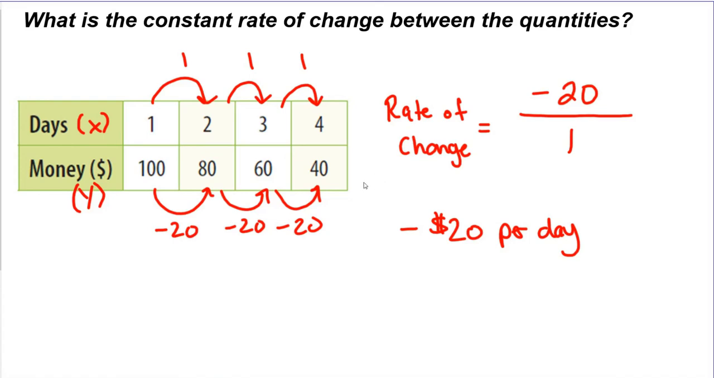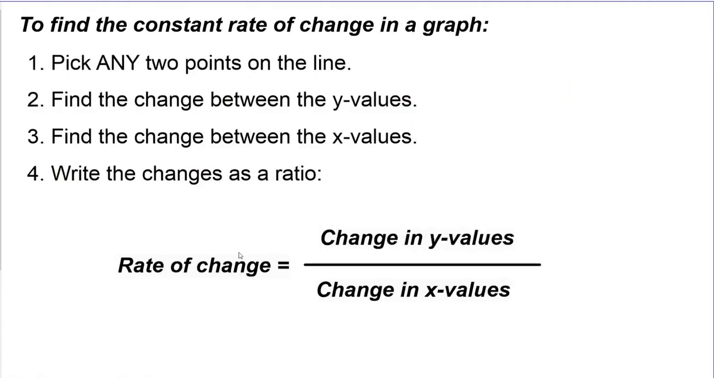Find out how much the y values are changing, find out how much the x values are changing, and write that as a ratio. How do we find the constant rate of change in a graph? Well, on a graph, remember we have many points on the graph that are solutions to our linear function. We're going to pick any 2 points on the line, and we're going to use the x and the y values in those 2 points. And then we're going to find the change in the y values and find the change in the x values. We would do this by subtracting their values to find out how much they change from one to the other. And then again, we'll write that ratio. The rate of change is the change in the y values over the change in the x values, that ratio between those two.